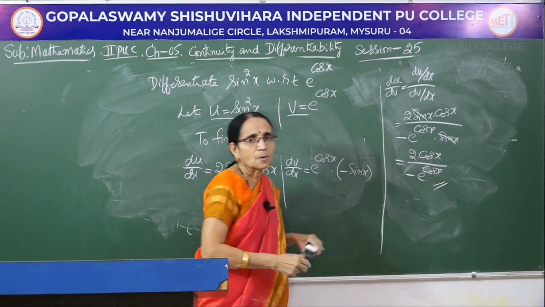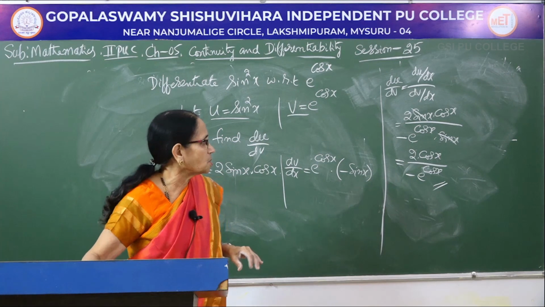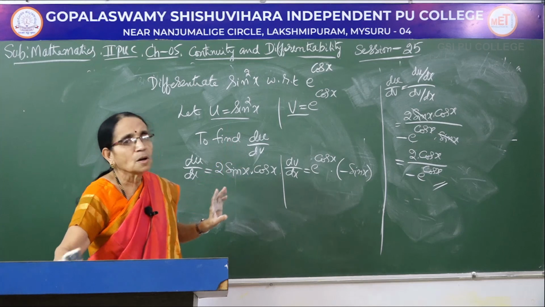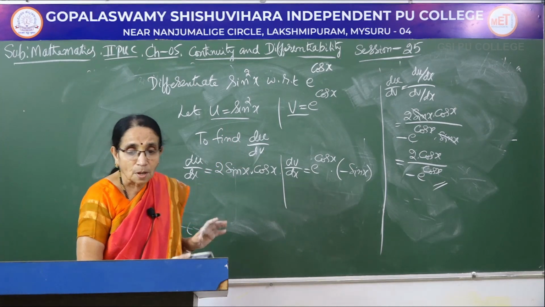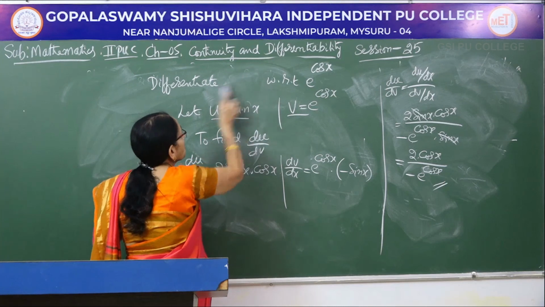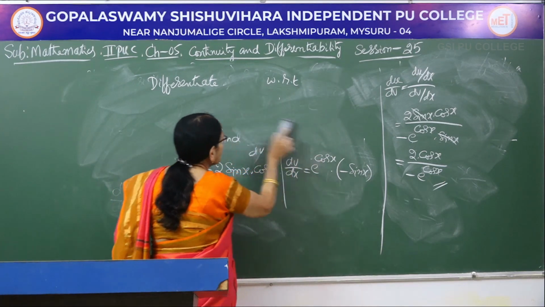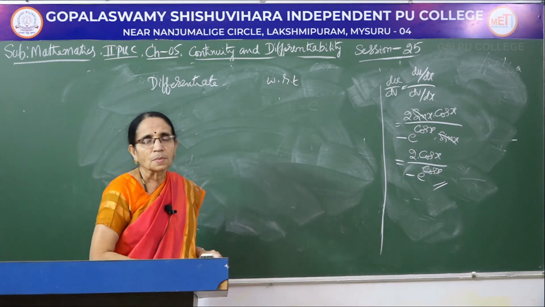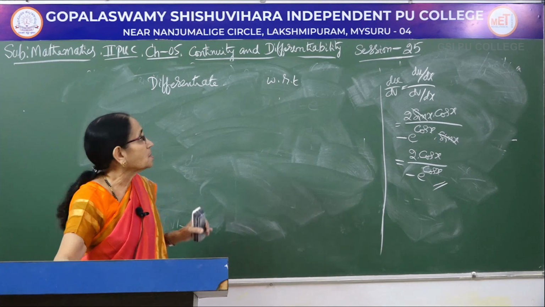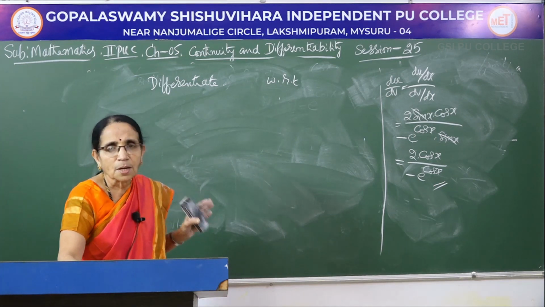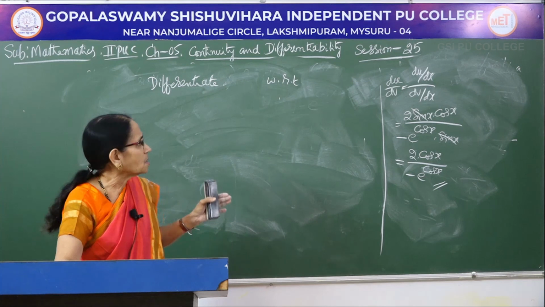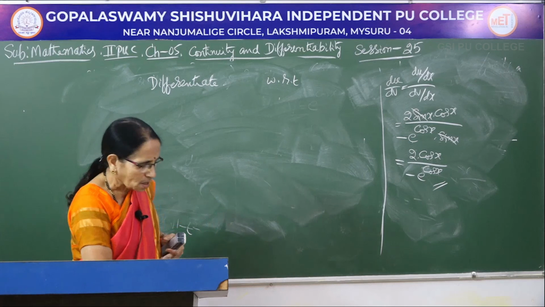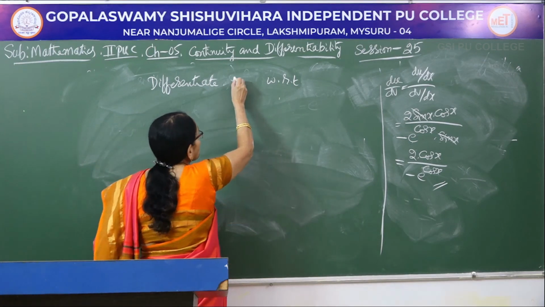Now, this is the derivative of u with respect to x, or you can say it is the derivative of sin square x with respect to e power cos x. So, sometimes the problem would be asked in this particular way, that is differentiate one function with respect to the other function. So, take the first function as u, the second function as v. Then try to find du by dv. Generally, the third variable or the parameter will be x in this case.